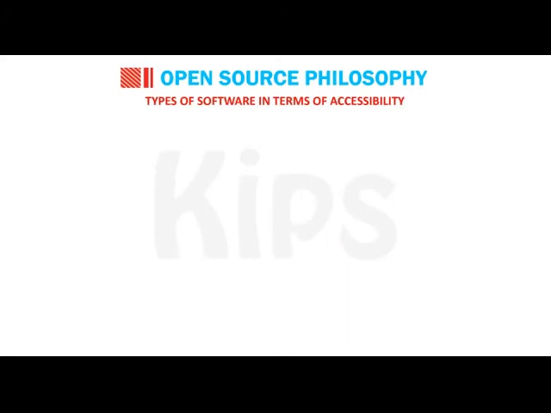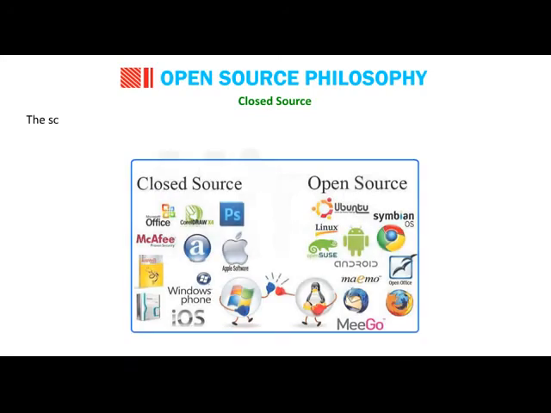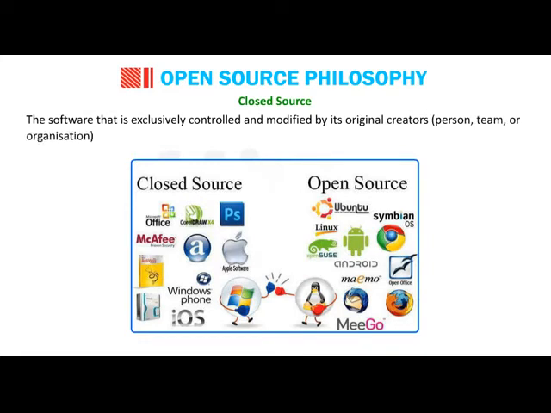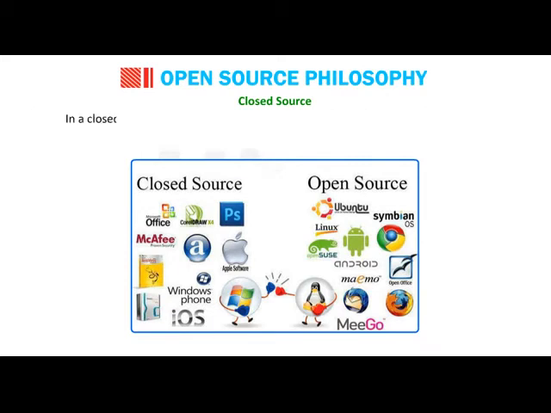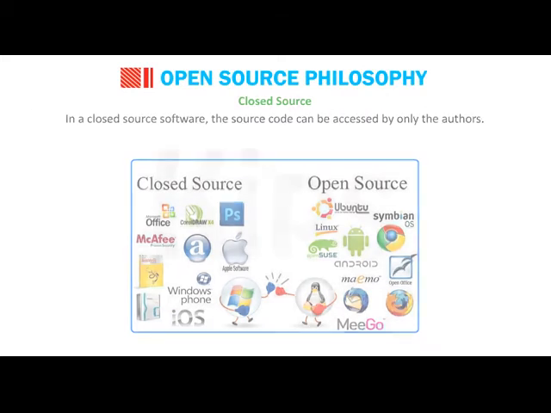Types of software in terms of accessibility. Closed source. The software that is exclusively controlled and modified by its original creators, person, team or organization is called proprietary or closed source software. In closed source software, the source code can be accessed by only the authors.